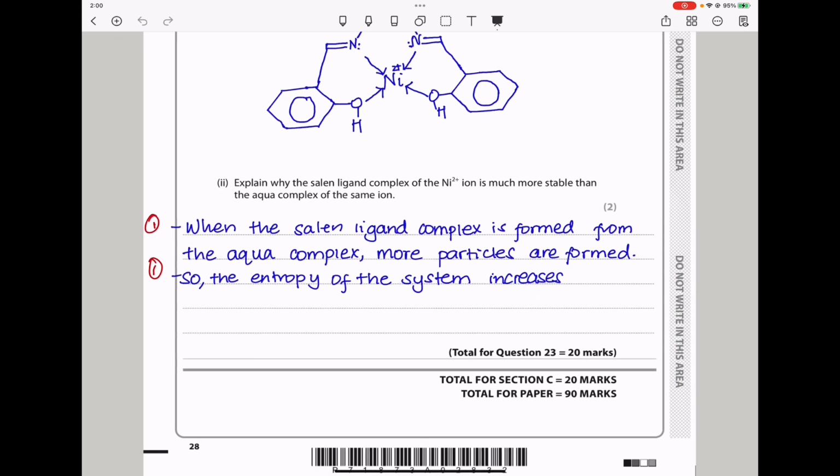So this brings us to the end of question 23, as well as to the end of this paper.